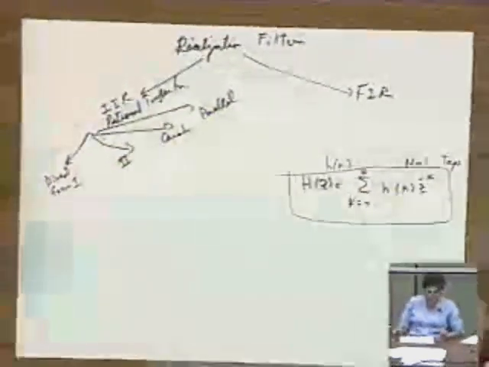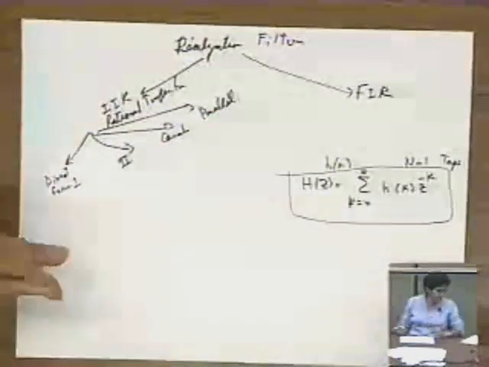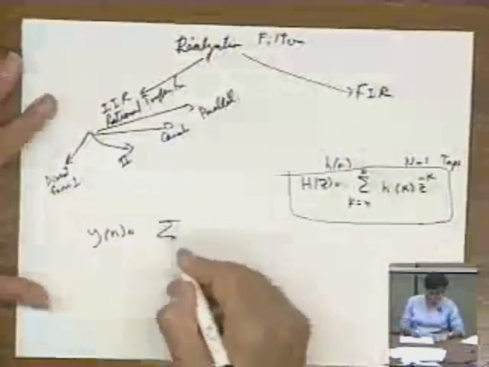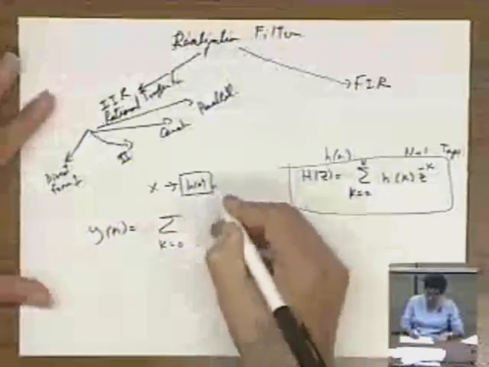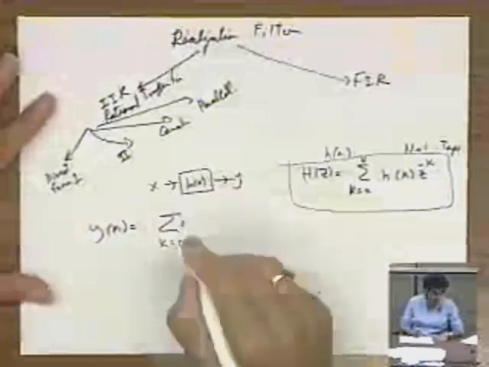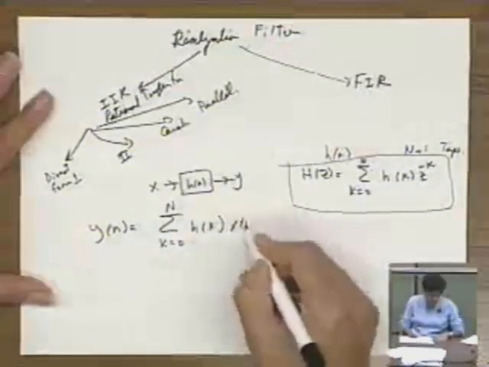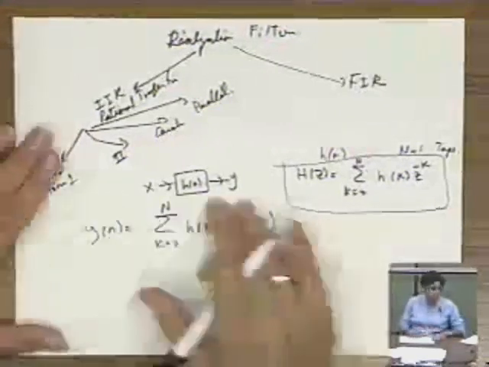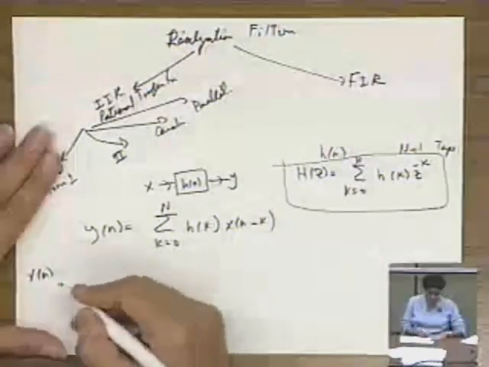For FIR filters, you can just do plain old convolution, but you can also come up with FIR filter structures that implement these things. So if I have an input x going into an FIR filter with N taps and output y coming out, then y is summation from k equals 0 to N of h of k, x of n minus k. Okay. And so you can write down the flow graph for this thing, and it's pretty straightforward.